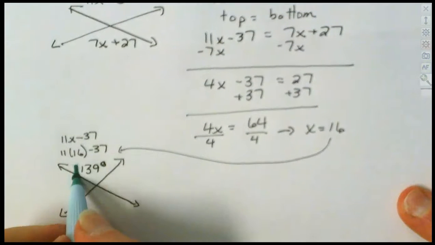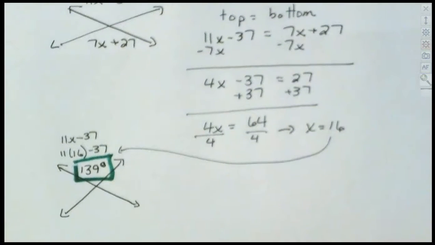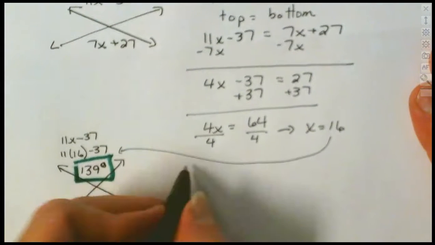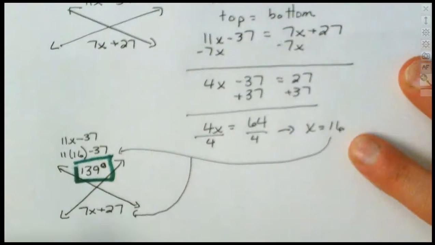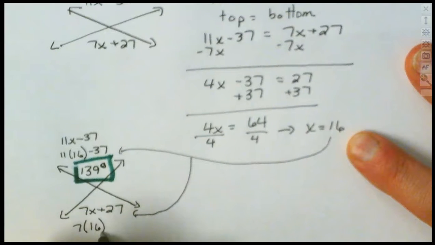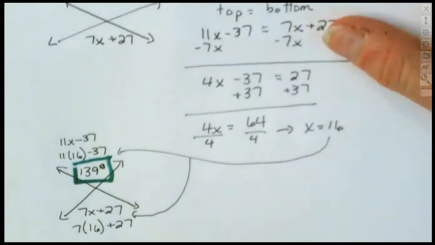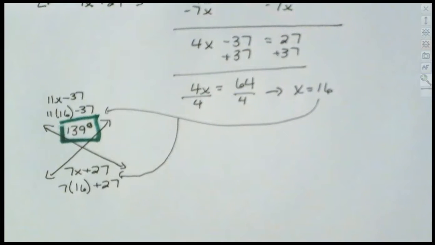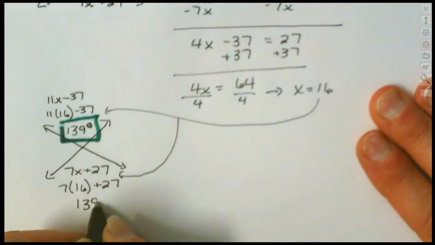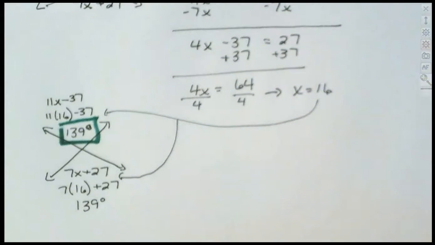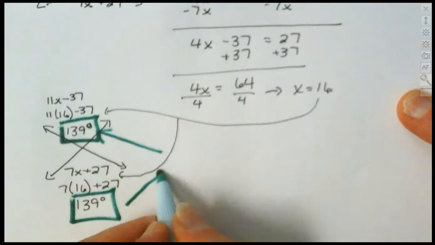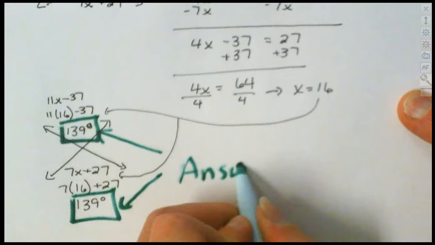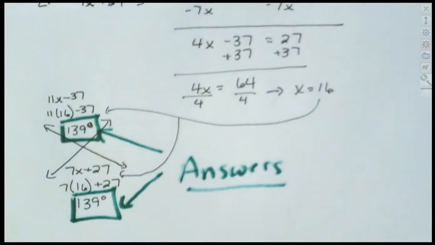So that's one of them. Now the other one should be the same, because these should be the same. So let's plug it in down below. Down below we have a 7x plus 27. We're going to plug in that 16. And then we combine them together. We've got 7 times that 16 plus that 27. That comes out to also be 139 degrees. And those are going to be my answers.